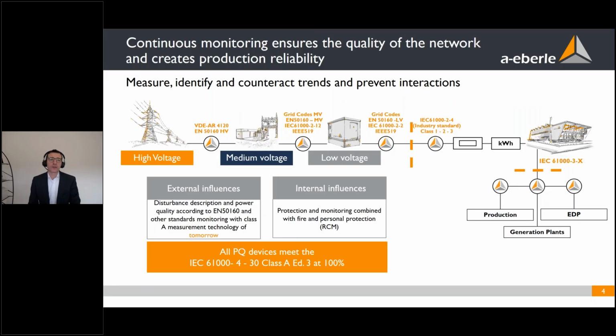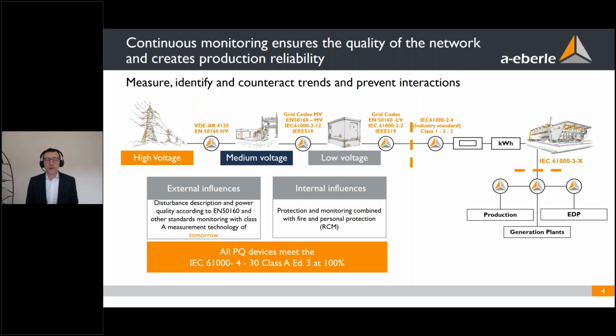What are we speaking about today? A power quality monitoring system ensures the quality of the grid and creates production reliability. This is our aim, which we always have. We want to measure, identify, and counteract trends and prevent interactions between different grid participants. Therefore, we are measuring according to different standards, which are also displayed on this slide.